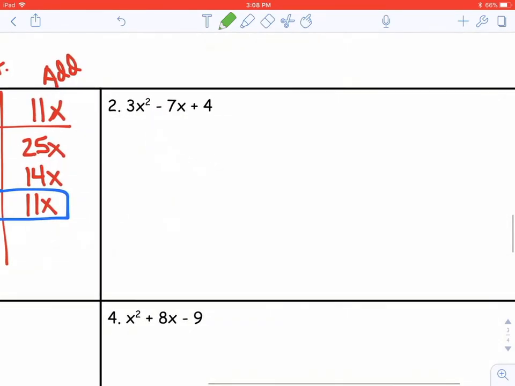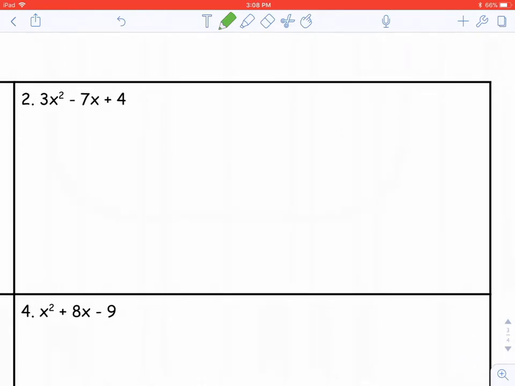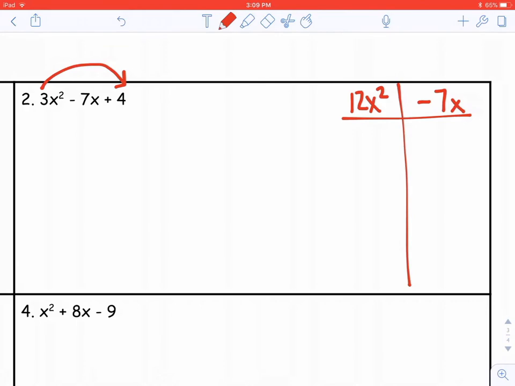All right, let's look at another example. So given 3x squared minus 7x plus 4, we're going to multiply a times c and put it in our chart over here. So that would give us 12x squared, and the middle term is negative 7x. So we need to multiply to get 12x squared and add to get negative 7x. So if you have to multiply to get a positive and add to get a negative, they both are going to need to be negative.